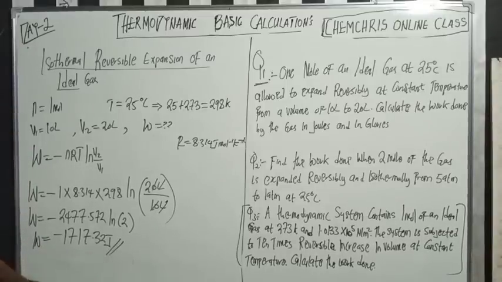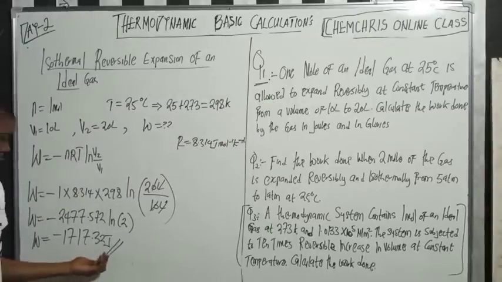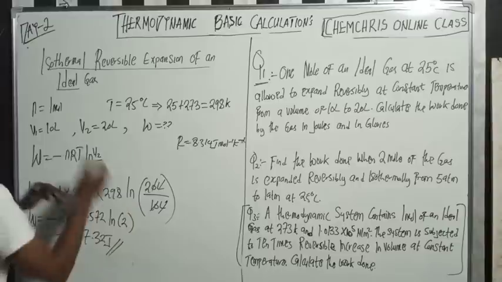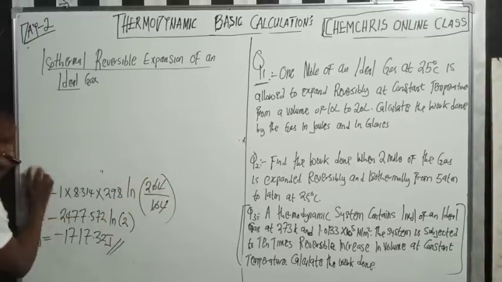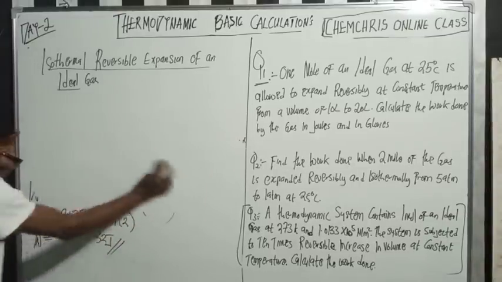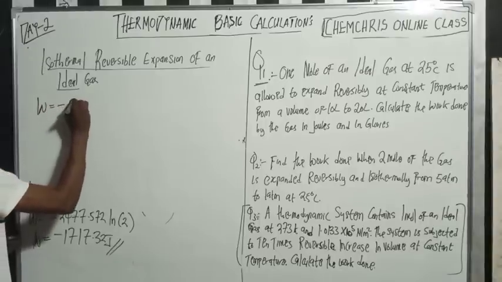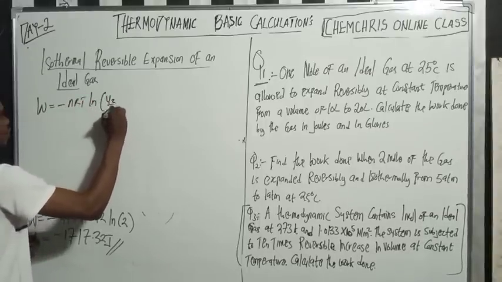It is joules, right? But you can do unit conversion in the sense that, remember, I said my work is what? Joules. So how do we do unit conversion? So let me wipe this place out so that you understand. Remember, my work is equal to what? Minus nRT ln V2 over V1, okay.